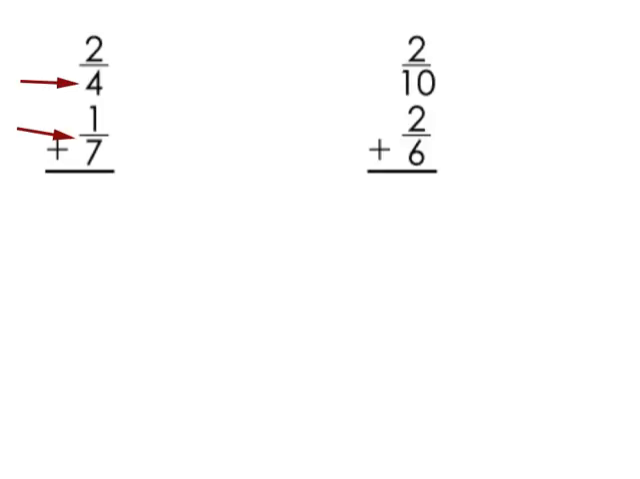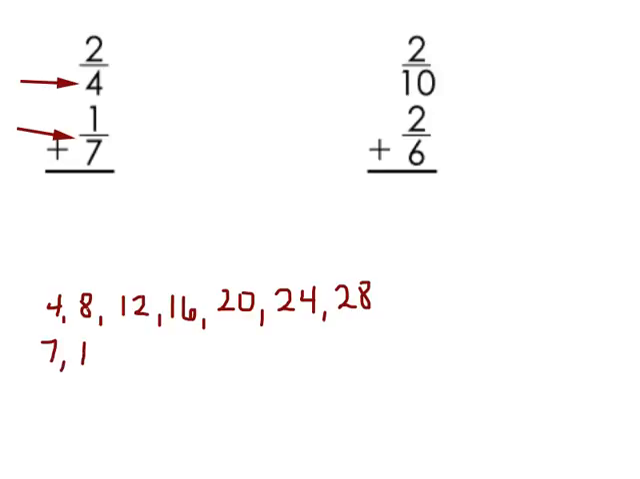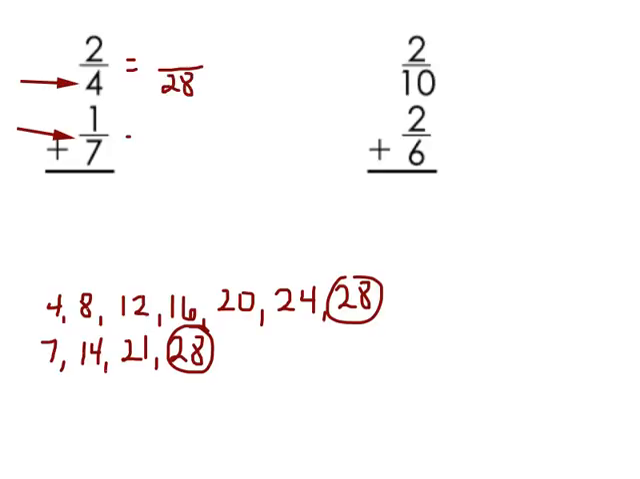So if I were to think about my 4s, I would think, okay, well, I have 4, 8, 12, 16, 20, 24, 28. I'm going to stop there. And then my 7s, I have 7, 14, 21, 28. Oh, I just wrote a 28. I see a 28 and a 28. So that's my least common denominator. So I'm going to say that 28 is my common denominator.